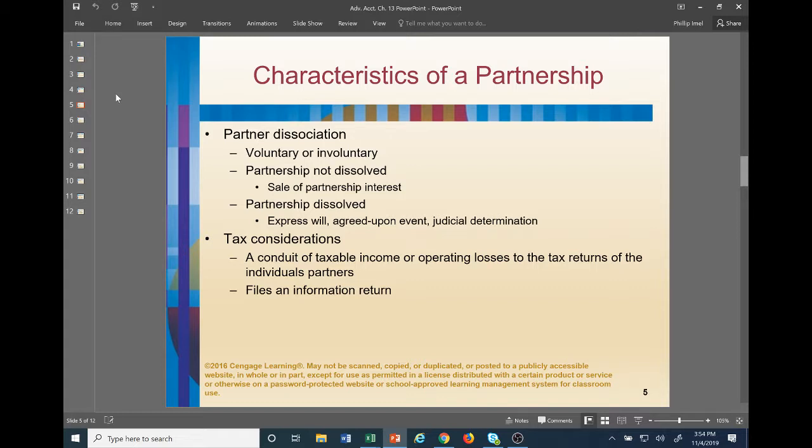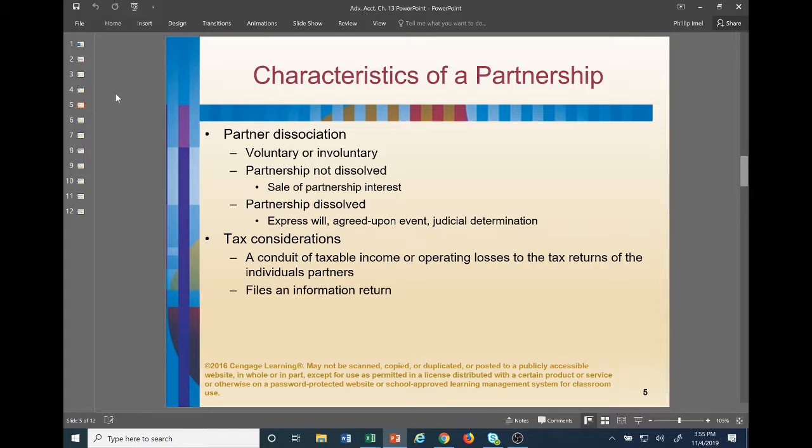Now, a partner's disassociation may or may not result in a dissolution and winding up of the partnership business. For example, a partner may sell their interest in a partnership and therefore become disassociated, even though the dissolution of the partnership does not occur. However, upon the occurrence of certain events, a partnership is dissolved and its business must be wound up. Now, some events that result in the winding up of a partnership include the express will of all the partners, the occurrence of an event agreed to in the partnership agreement, or a judicial determination that it is not practical to carry on the partnership.